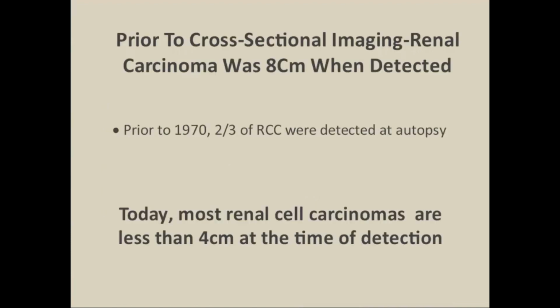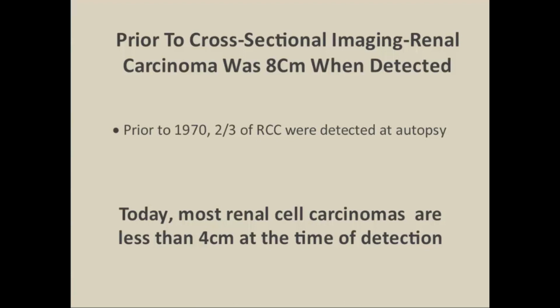So cross-sectional imaging showed up sometime in the mid-70s, or the earliest. So go back to 1970. In 1970, 2/3 of renal cell carcinomas were found at autopsy. In those days, they did autopsies. And the average size of the renal cell carcinoma was 8 centimeters.